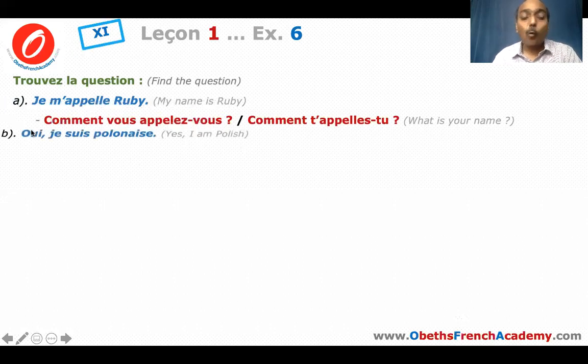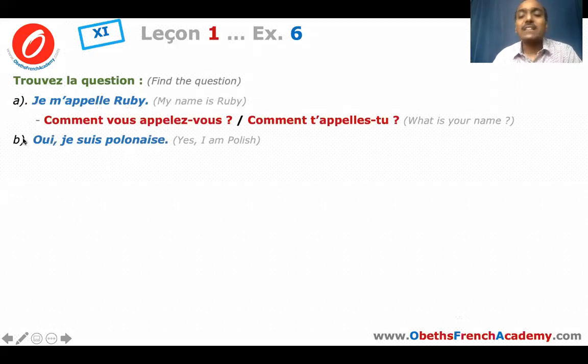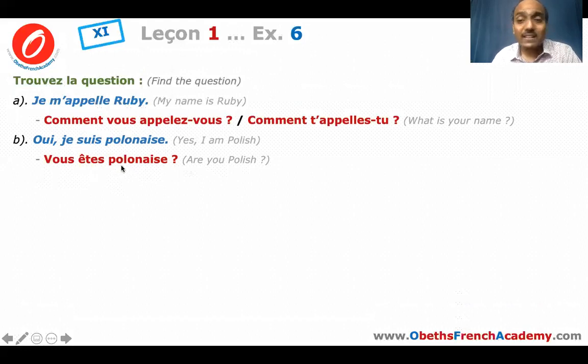Number 2, oui, je suis polonaise. You need to know the translation well. Here it's not I'm Polish, but they have written yes, I'm Polish. So when someone says yes, I'm Polish in their answer, then what would have been the question? So the question would have been, vous êtes polonaise? You are a Polish? You are a person from Poland? Or are you Polish? Then the other person will say, oui, je suis polonaise.